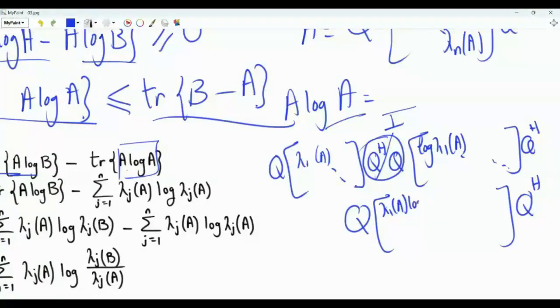Here we have lambda 1 of A log lambda 1 of A, and then lambda 2 of A log lambda 2 of A, and so on. The trace of this matrix is the sum of its eigenvalues, and this is summation j from 1 to n of lambda j of A log lambda j of A.